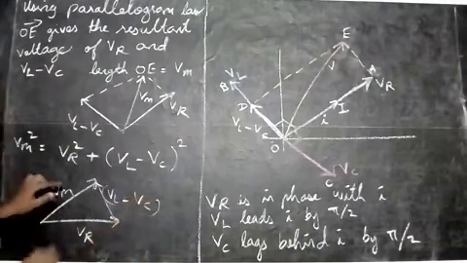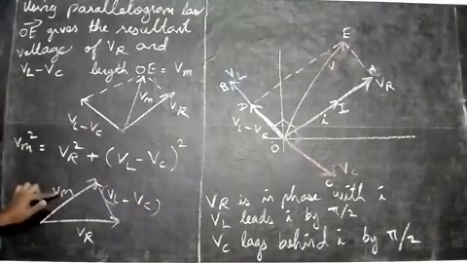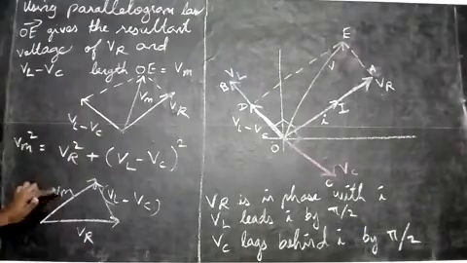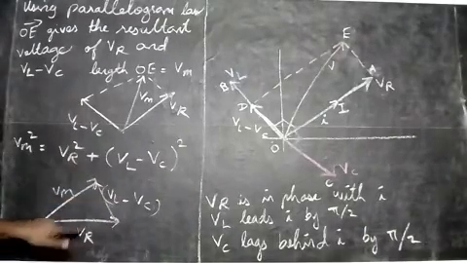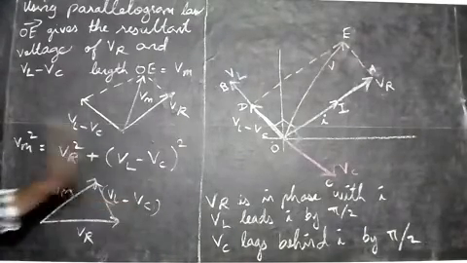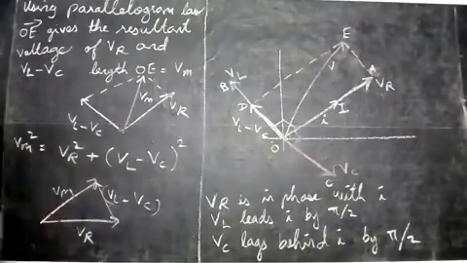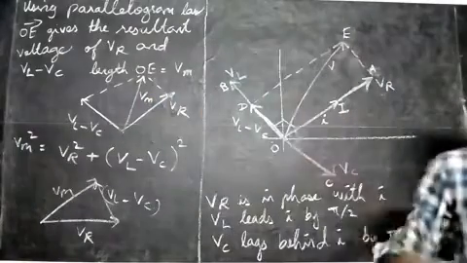Okay, so actually this is the hypotenuse. The square of the hypotenuse is equal to the sum of the squares of the other two sides. So you square this term, VR square, and then (VL minus VC) the whole square. That's how it comes. Okay, now it's clear. Now let us go to the next point here.